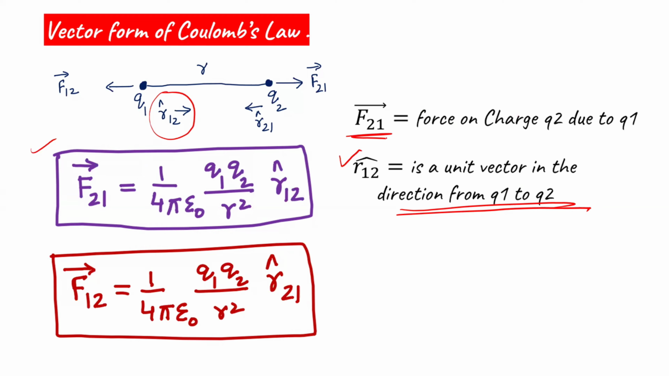Similarly, we can define f21, meaning force on charge q2 due to q1. This is q1 and this one is q2. So there are two different forces which are equal and opposite to each other, and accordingly the distances are calculated in the direction of the unit vector. So f21 becomes 1 upon 4 pi epsilon naught, q1 q2 upon r square into the unit vector. The unit vector is used to show the direction of that particular force. Similarly, we can define f12. F12 is 1 upon 4 pi epsilon naught, q1 q2 upon r square into r21 cap.